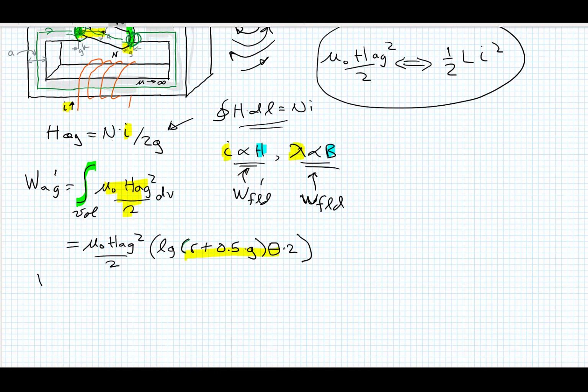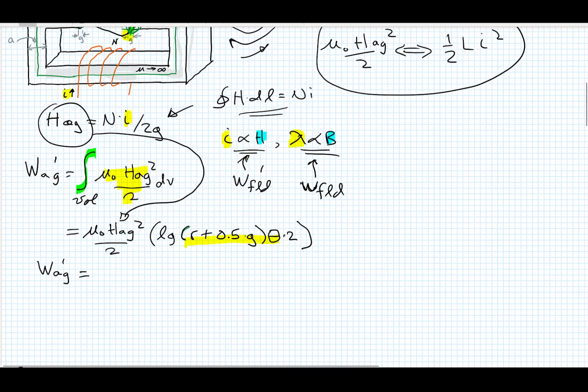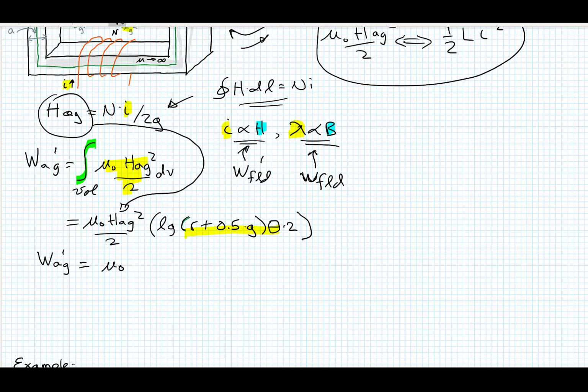And so if you were to just multiply everything out for the co-energy, we're going to take this expression here, HAG, and plug it in here. So that means that we'll end up with the turns and the current and everything else. And so it ends up simplifying to this expression here: mu naught n squared I squared times the length times the radius that we define plus 0.5 g times theta. And this is the thing that will vary. And then that's divided by 4g.